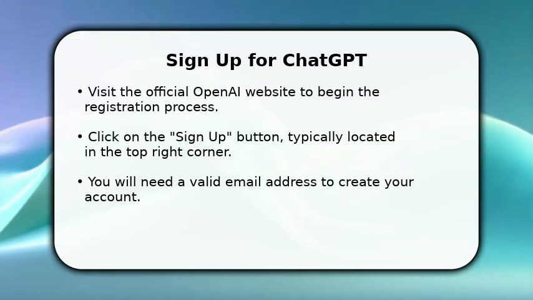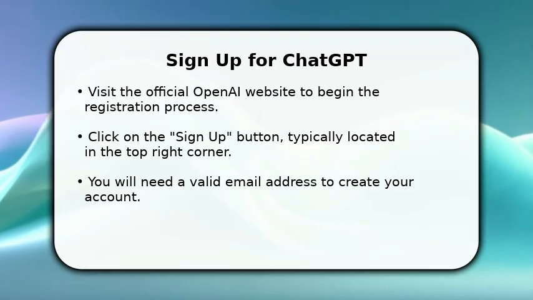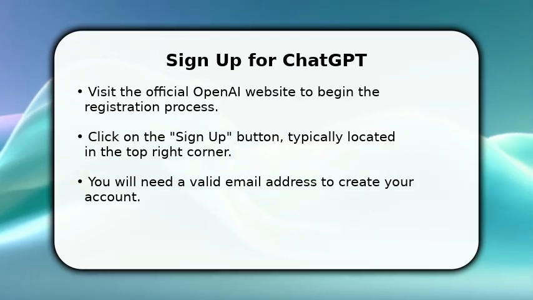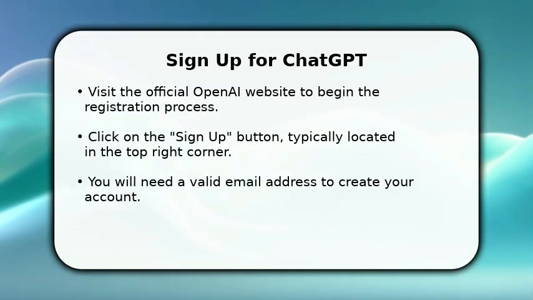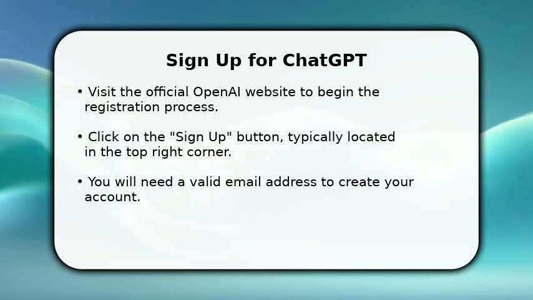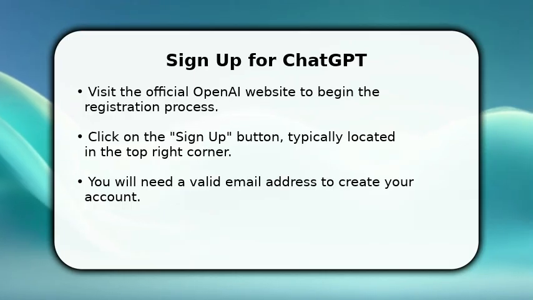In this video, I will explain how to sign up for ChatGPT. First, navigate to the official OpenAI website. Look for the Sign Up button, usually found in the upper right-hand corner of the page. Clicking this will take you to the registration form. You'll need a valid email address to get started, so have that ready.